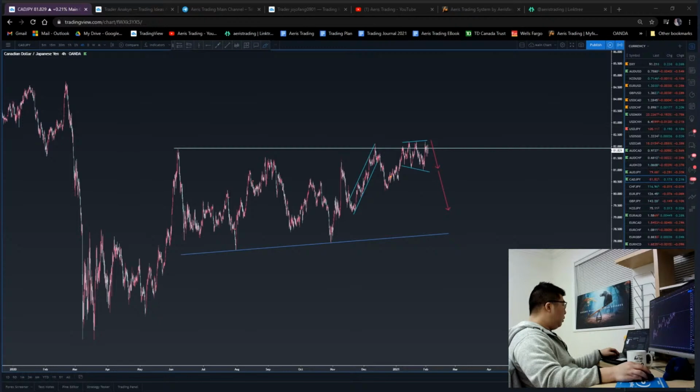So let's continue. Let's continue here. So let's look at CAD yen here. Let's look at CAD yen.